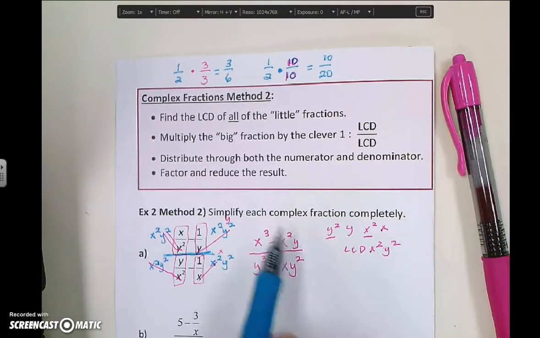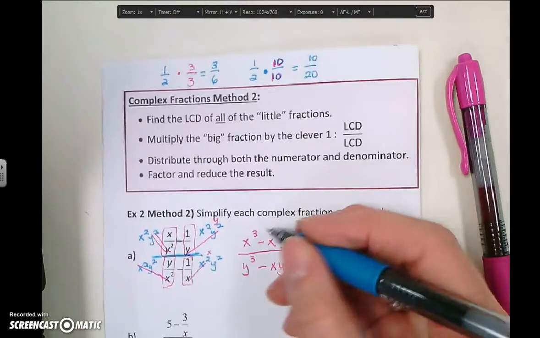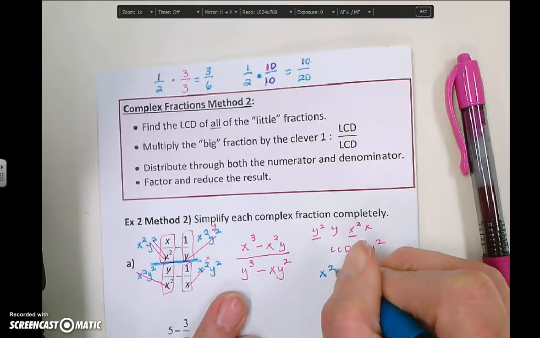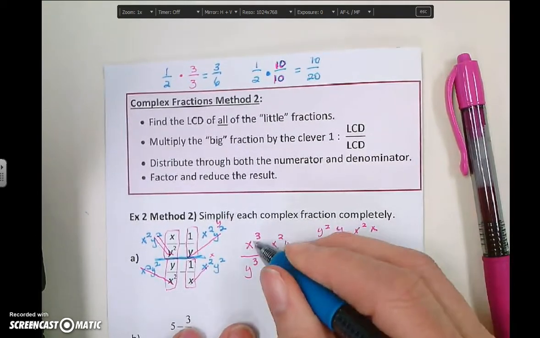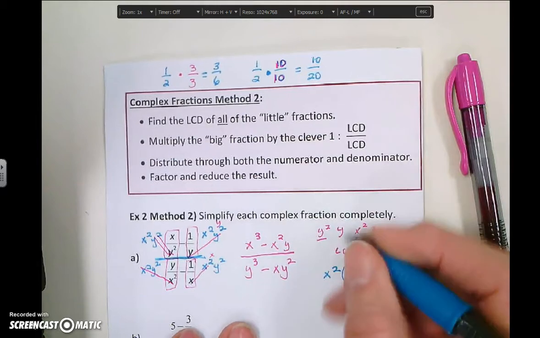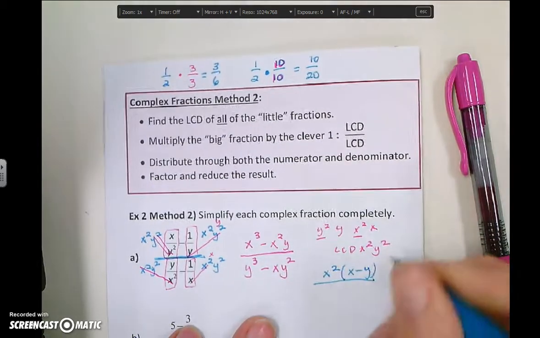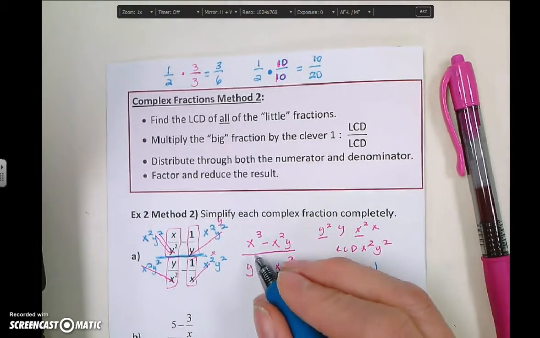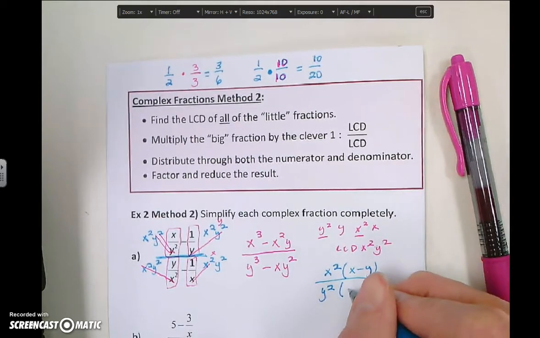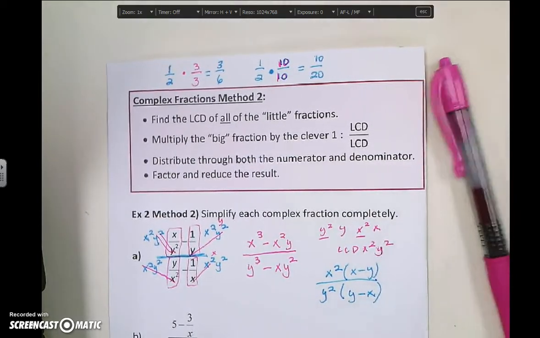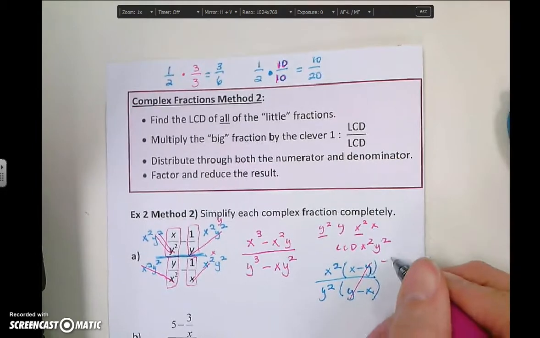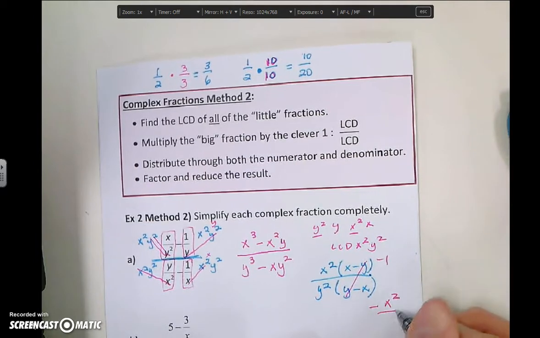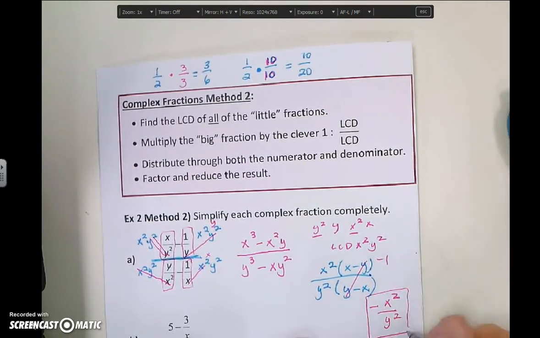Sometimes it won't reduce, but let's just check it and see. You see on this one, I see in the numerator x squared will come out, so this will give me x squared, and then I'm left with x minus y, divided by the denominator, y squared is a GCF, and it leaves me with a y minus x. And these will cancel to be -1. So my final answer is going to be a negative x squared divided by y squared.